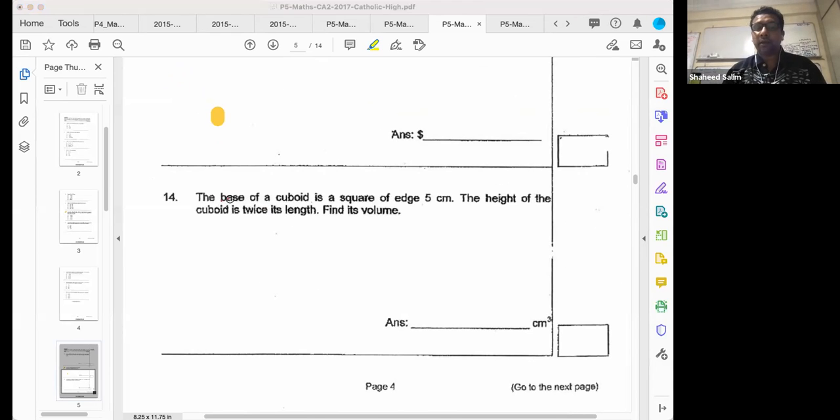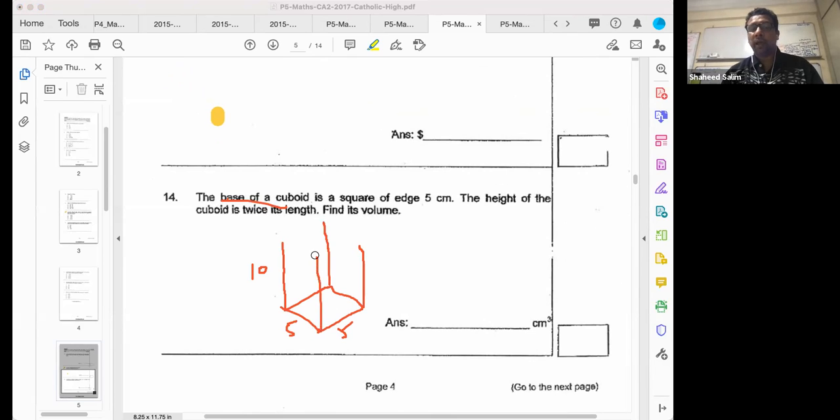The base of the cuboid is a square, so the bottom is a square, and this one is 5 and 5. The length and breadth are 5 and 5, but they say the height is twice the length, so the height is 10. So you have 10, right? So how do you find the volume? Length times breadth times height. 5 times 5 times 10. 5 times 5, 25. 25 times 10, 250. Well done, Ridey. Congratulations.